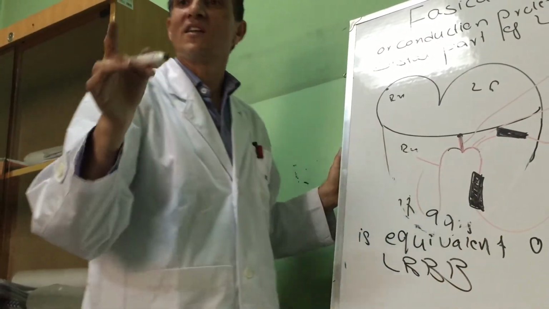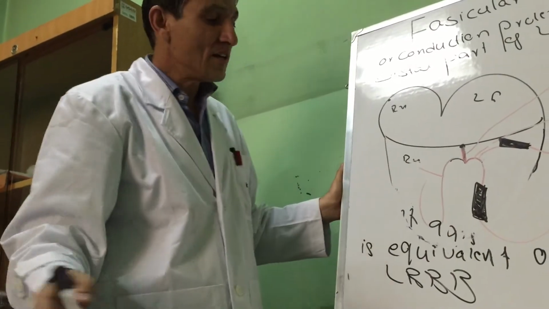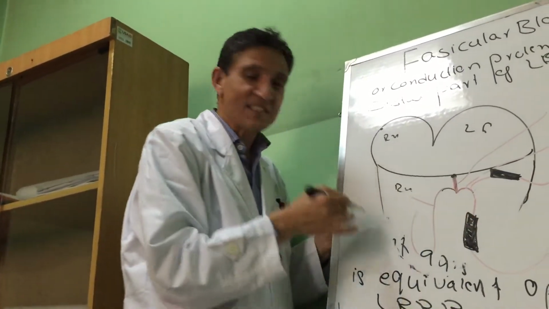Posterior fascicular block is called left posterior hemiblock. Anterior fascicular block leads to left axis deviation. Posterior fascicular block leads to right axis deviation.